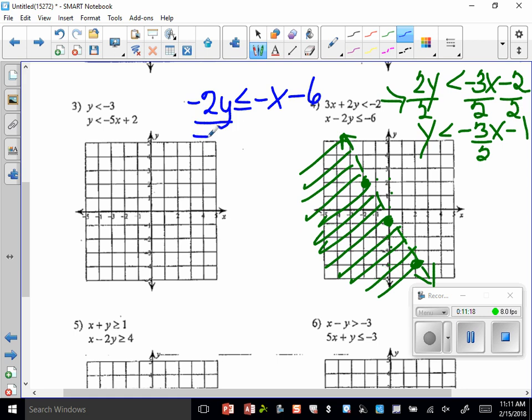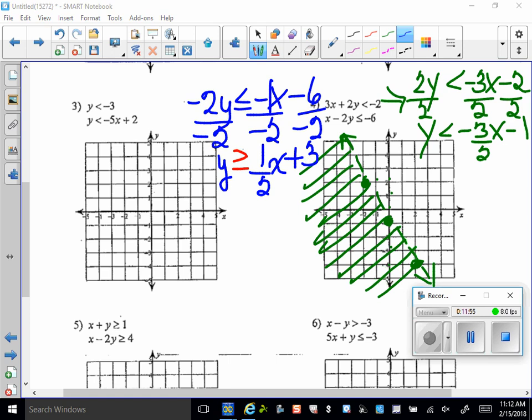Now I have to divide by negative 2. Okay, does anybody remember what we have to do when we divide by a negative when we have inequalities? Switch the sign. Very good. So I'm going to switch this to greater than or equal to. And a negative divided by a negative is a positive. So I'm going to make this a positive 1/2 x because really there's like an invisible 1 here. And what is negative 6 divided by negative 2? Positive 3. Okay.